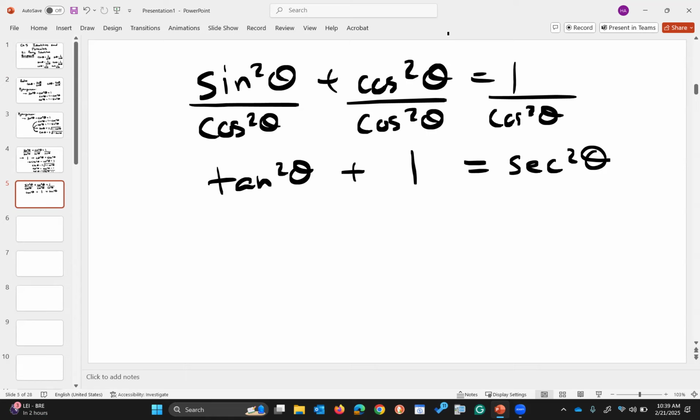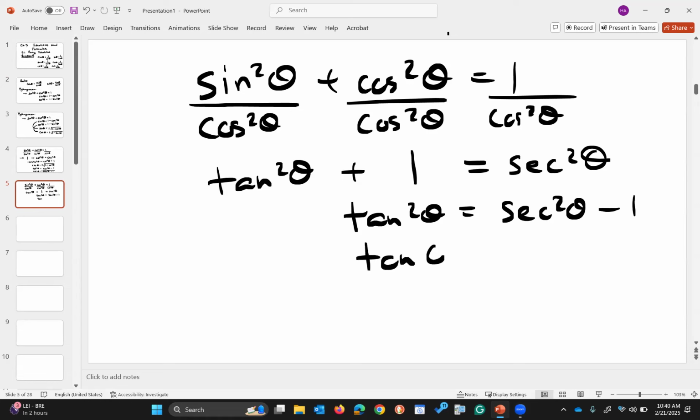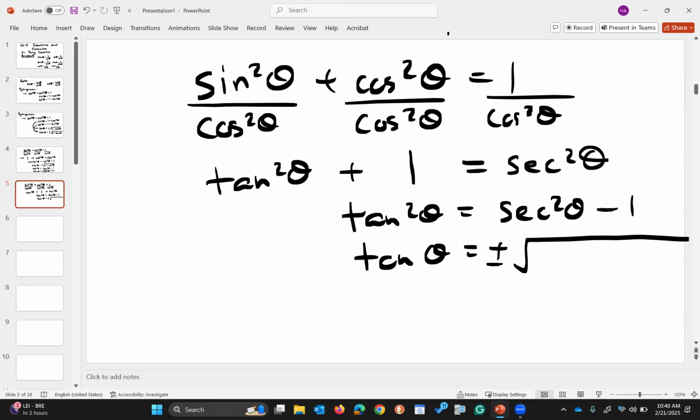Anybody start off with 4 more variations here? Tangent. Okay, perfect. Yeah, let's move the 1 over. So this is going to be tangent squared theta is equal to secant squared theta minus 1. Aha, and I like this one here. We just take the square root of this guy, which gets plus or minus the square root of secant squared theta minus 1.